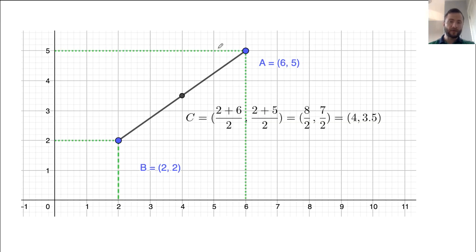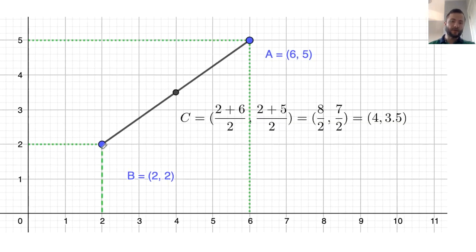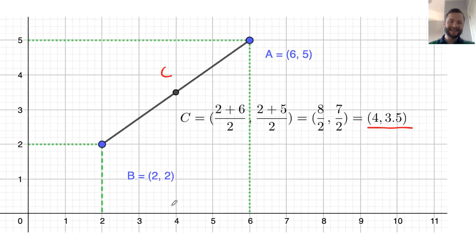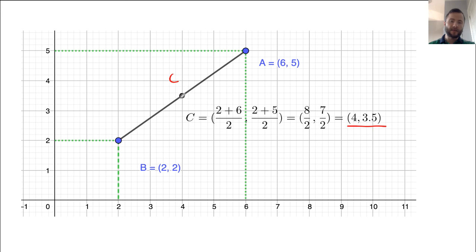So if we do that for our example, point B has coordinates of 2 and 2, and point A has coordinates of 6 and 5. So to find the coordinates of the midpoint, point C, I'm going to add (2 plus 6) over 2 and (2 plus 5) over 2, which gives me the coordinates of 4 and 3.5. So you can see that the x coordinate of point C is 4 on our coordinate system, and the y coordinate of point C lies halfway between 3 and 4, and that's also what we calculated.